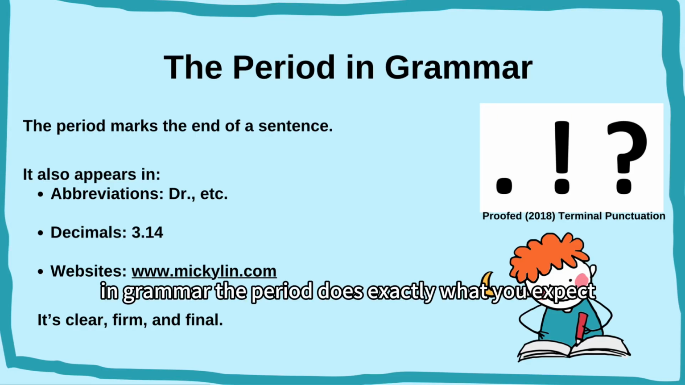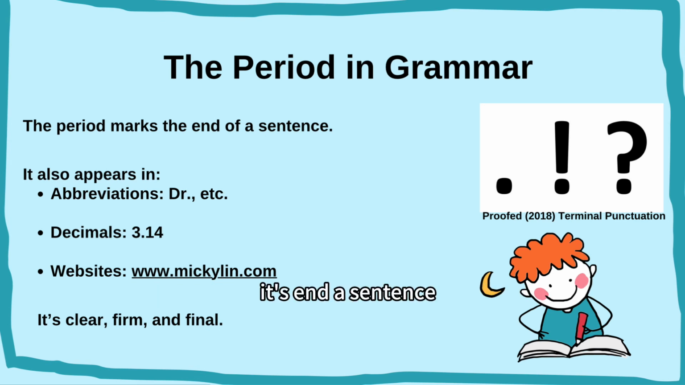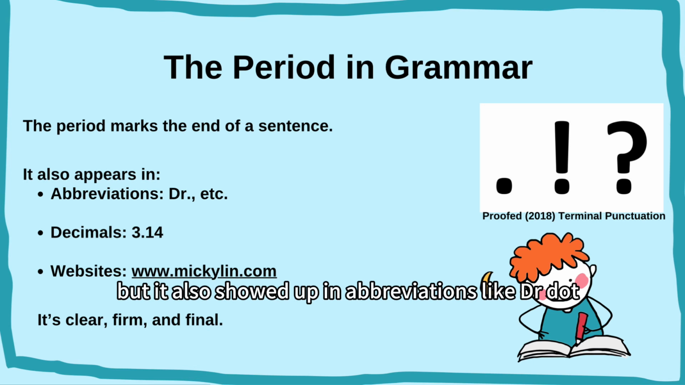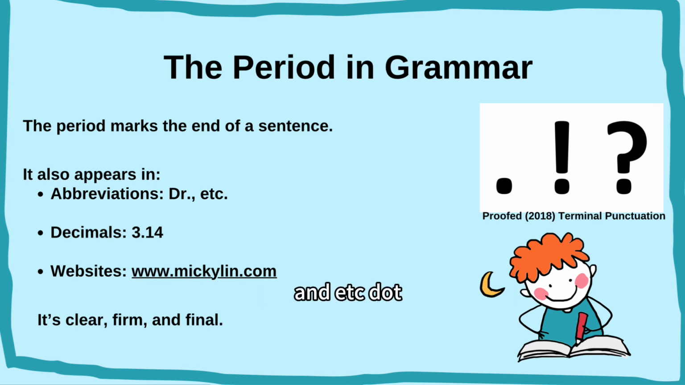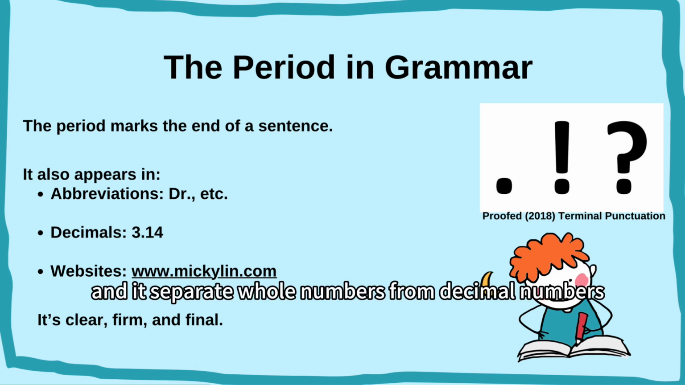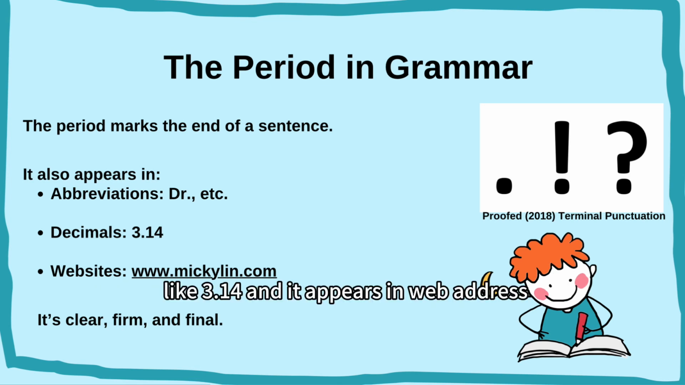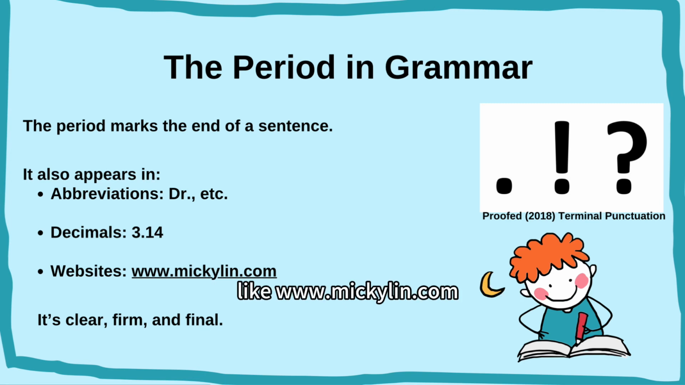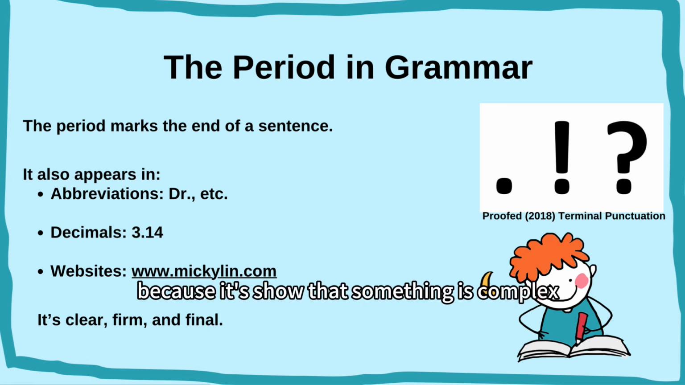In grammar, the period does exactly what you expect. It ends a sentence. But it also shows up in abbreviations like Dr. and etc. And it separates whole numbers from decimals like 3.14. And it appears in web addresses like www.mickeylin.com. And it gives writing a clear structure. That's why we call it terminal punctuation, because it shows that something is complete.